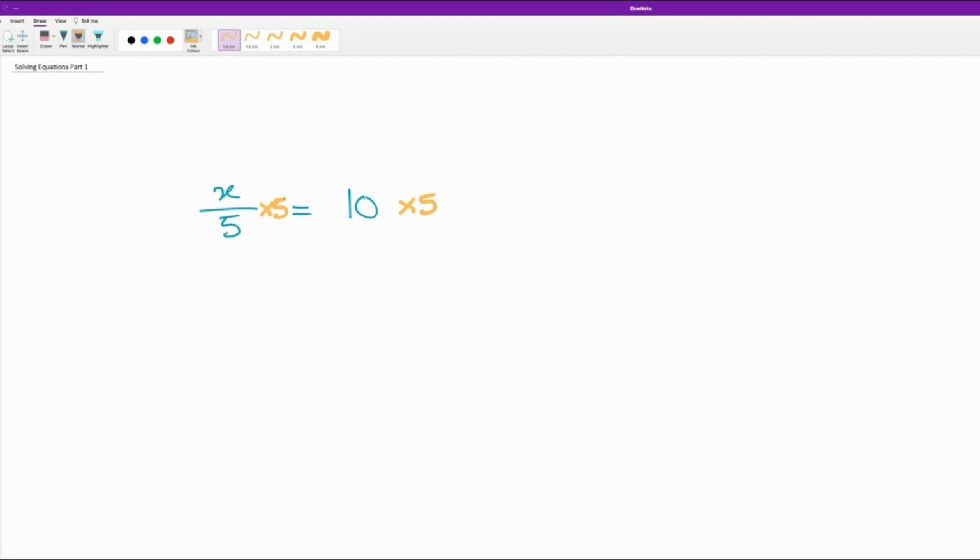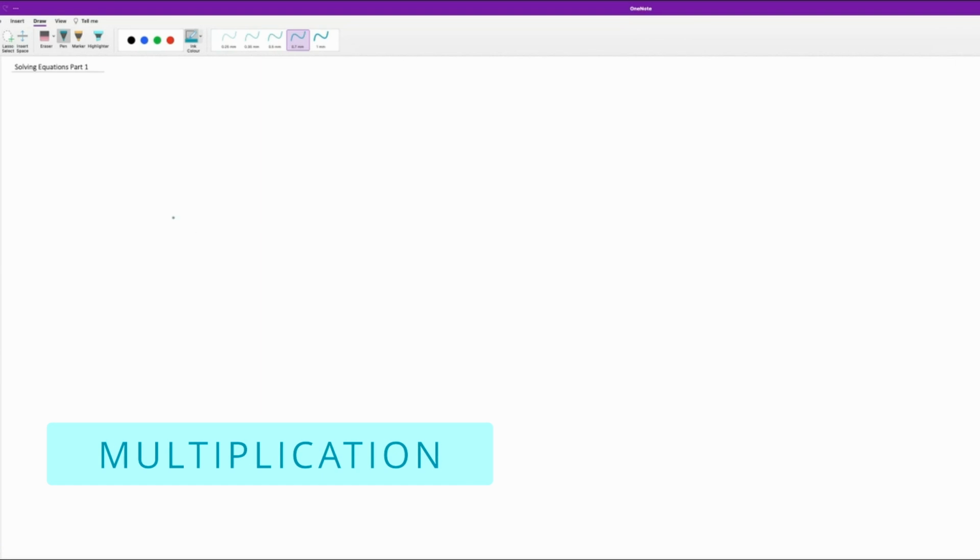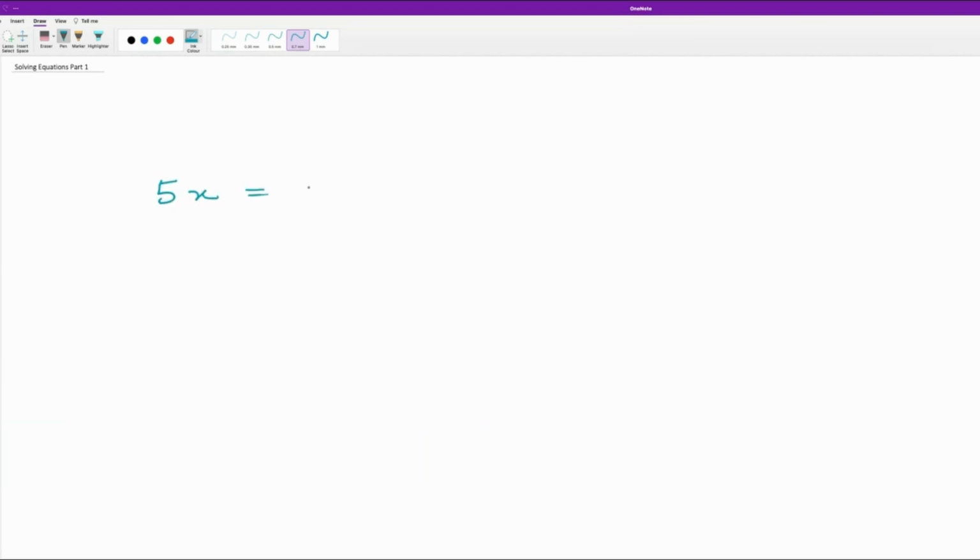In this case, multiply by 5 and divide by 5 will cancel. And that way you will have x by itself. And on the other side, you would have 10 multiplied by 5. From here, we can see that x will equal 50. Let's now move to multiplication. Let's say we have 5x is equal to 30.